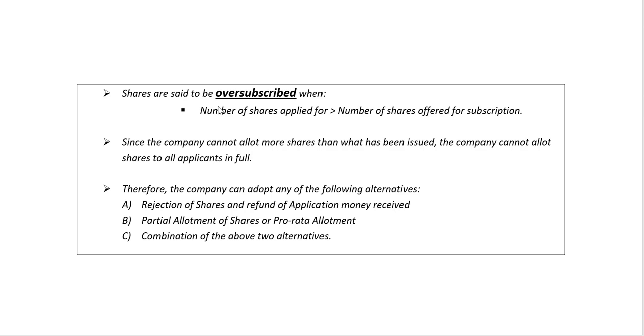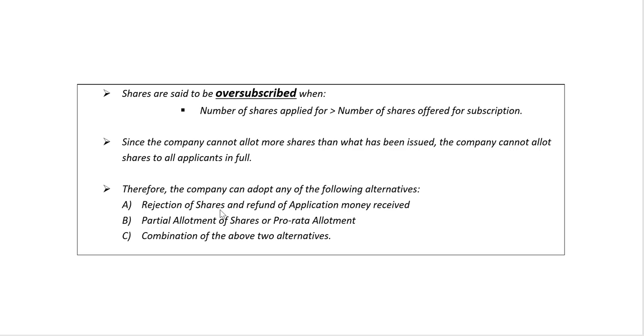Shares are said to be oversubscribed when the number of shares applied for is greater than the number of shares which is offered for subscription. Since the company cannot allot more shares than what has been issued, the company cannot allot shares to all the applicants in full.